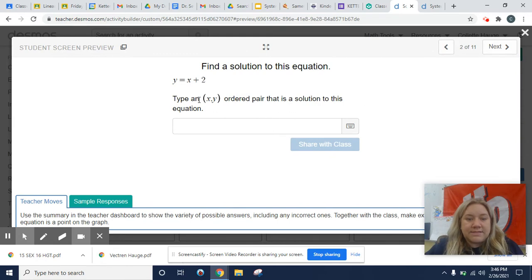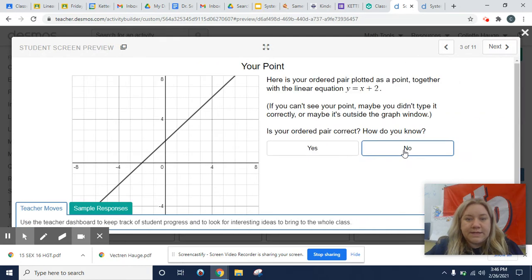The second slide says type an XY ordered pair that's a solution to this equation. So what could be X? So say that I pick a number plus 2, then what would Y be? And you're putting that ordered pair in for slide 2.